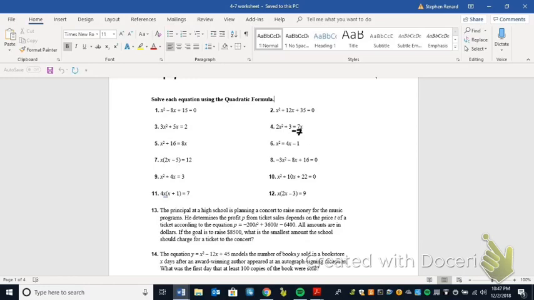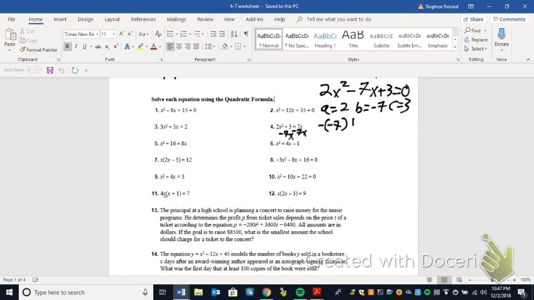Now look at number 4. So we're going to subtract 7x from both sides. And that's going to give me 2x squared minus 7x plus 3 equals 0. See how the first thing we do is we set it up to where it looks like our standard form, ax squared plus bx plus c equals 0. So then what we're going to do is label them: a equals 2, b equals negative 7, and c equals 3.